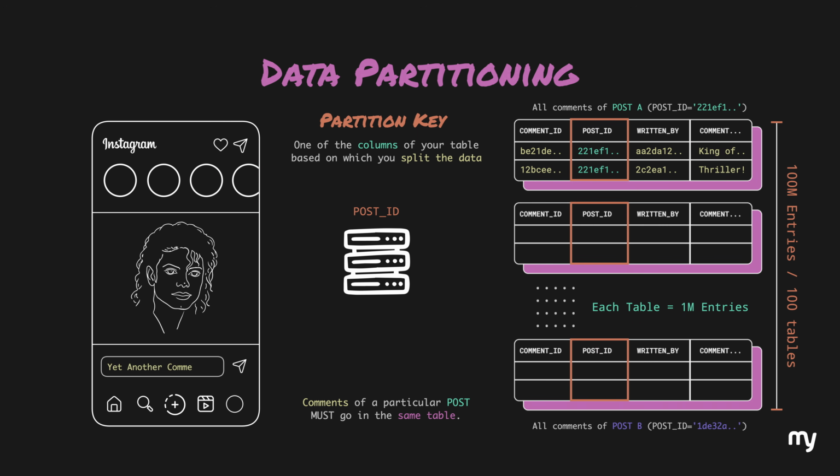So whenever a comment comes in, we simply extract the post ID from the request and then we hash it in such a way that it gives us the table number. And once we have the table number, we can easily insert it. Similarly, for the next comment of the same post, the hash of the post ID will result in the same table number, thus ensuring that all the comments of a particular post always land up in the same table.